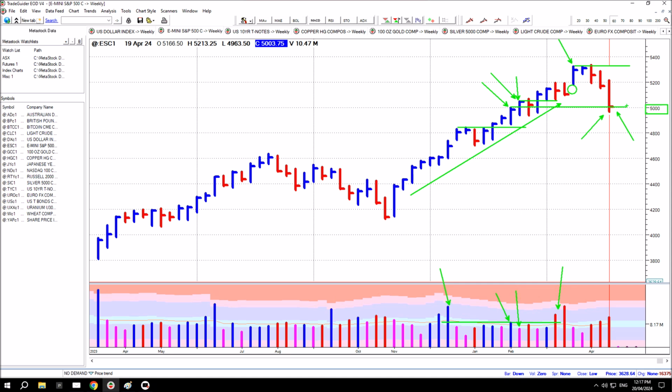There may be an attempt to consolidate at this level now. A break below it would likely see the market come back to this level here.